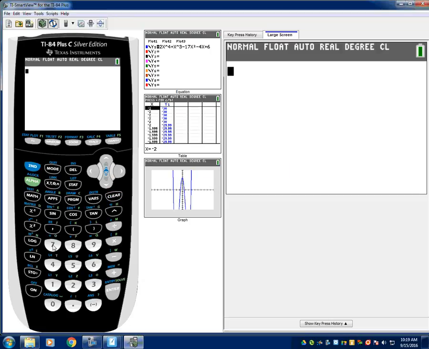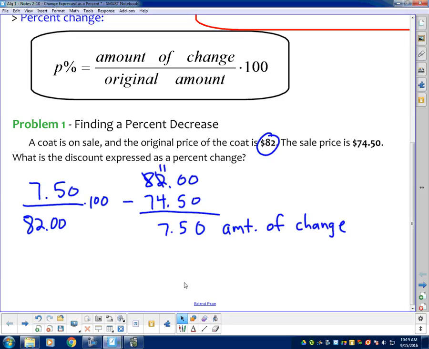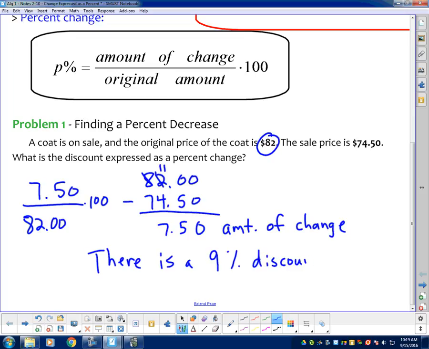Alright, so take 750 and divide by 82, gives me 0.09 times 100 will make it a percent. So I get about 9%. So going back over here, the question was, what is the discount expressed as a percent change? The discount is a 9% discount. Alright, so it's finding a percent decrease, or there's a 9% decrease, if you will.